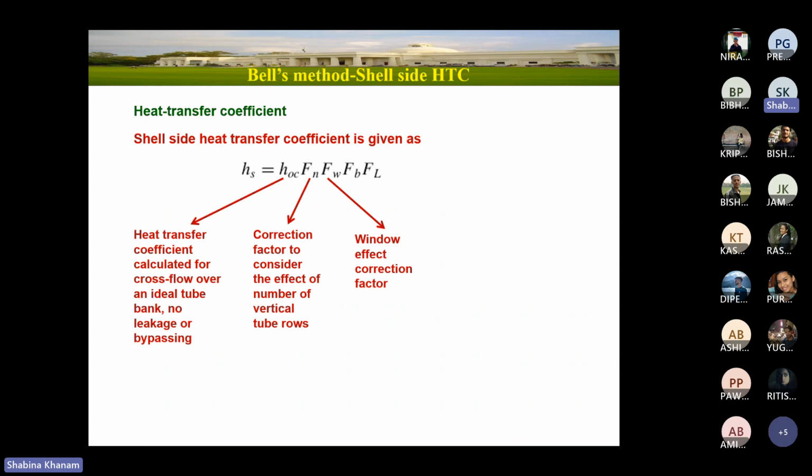We will see in subsequent slides what the cross flow zone is; we have already discussed it a little bit, but we will see it with respect to computation. So what is cross flow, what is the window zone, and so on. The other correction factor we have is the bypass stream correction factor. The bypass stream is available in the clearance section, the clearance area, and we will see how to count this.